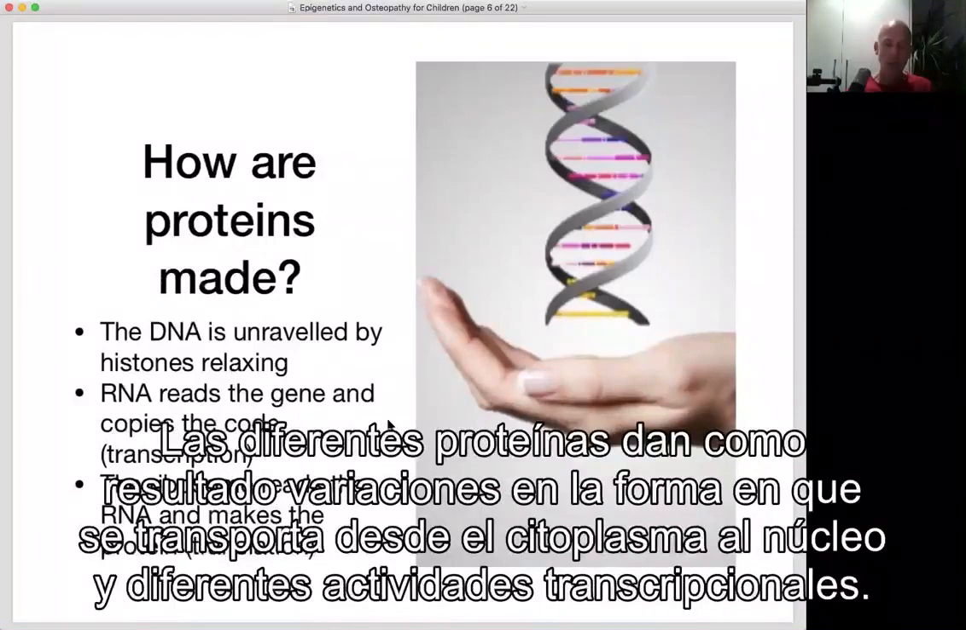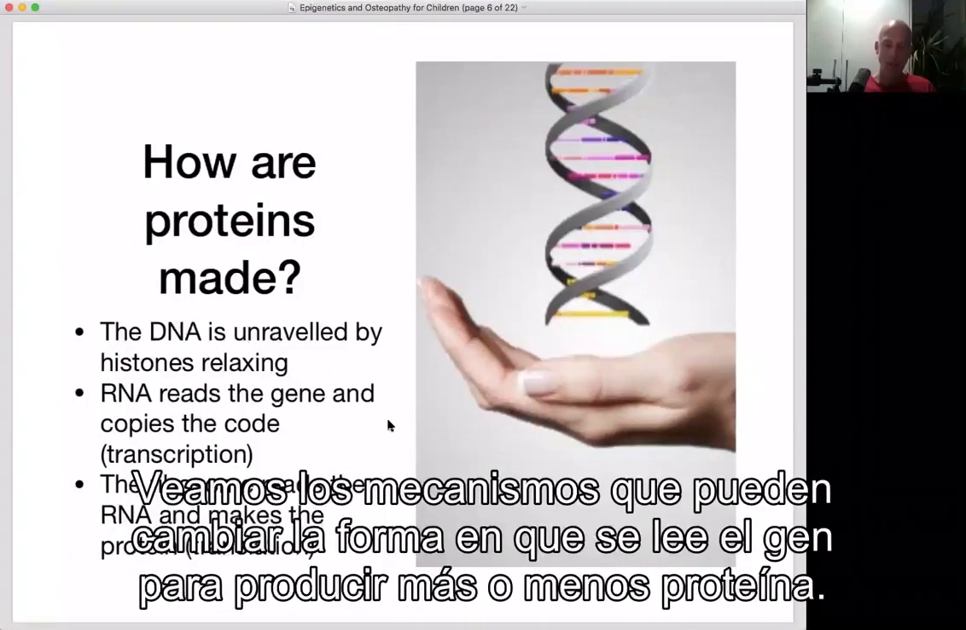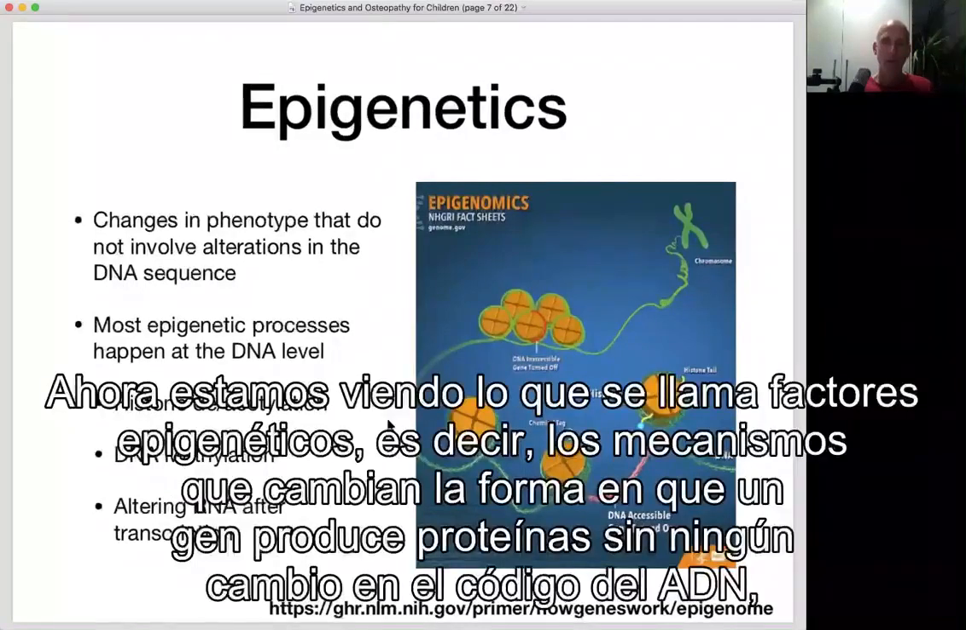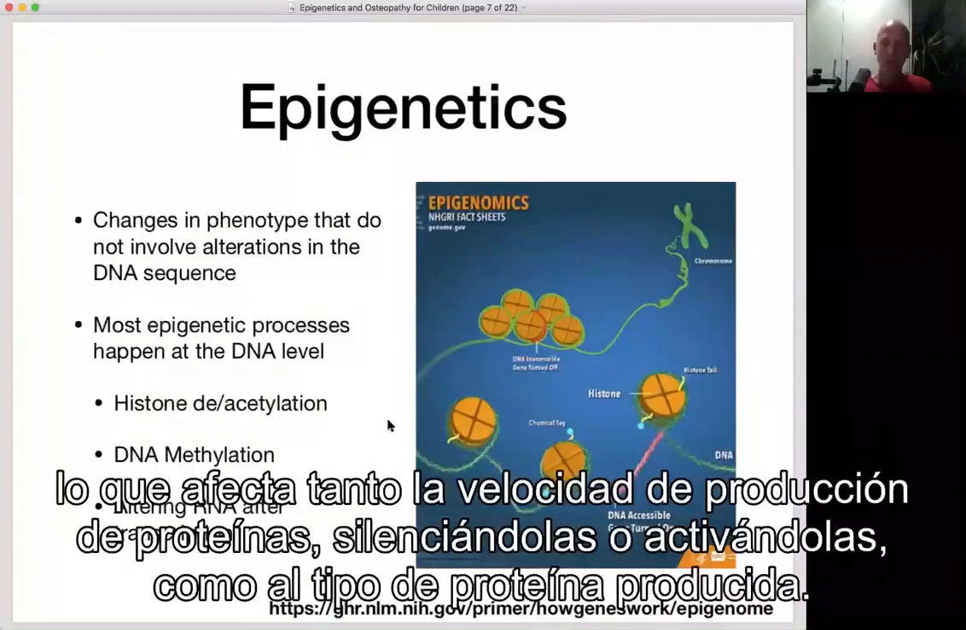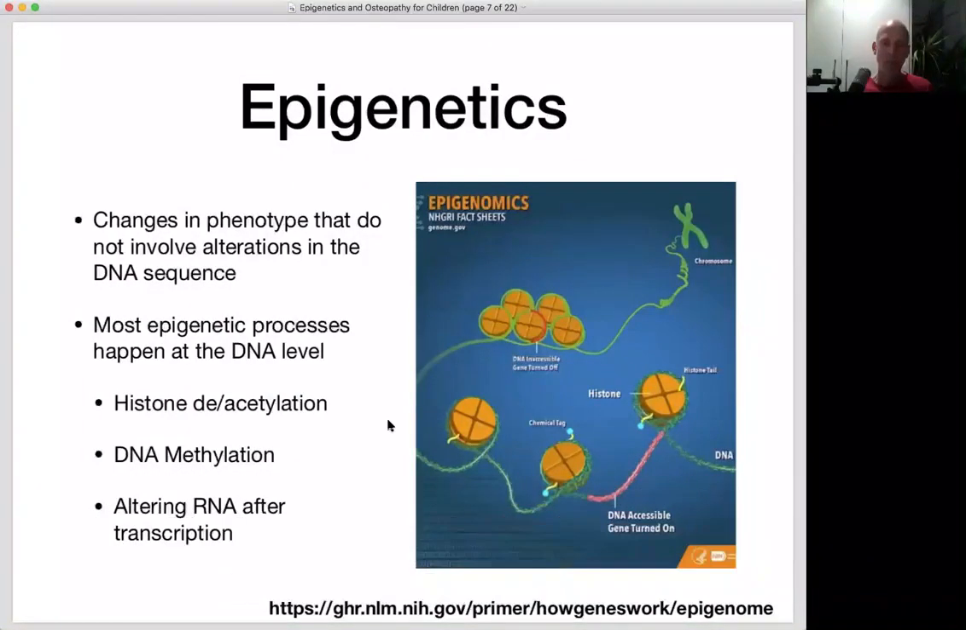The different proteins result in variations in the way it's carried from the cytoplasm to the nucleus, and different transcriptional activities. Let's look at mechanisms that can change the way the gene is read to produce more or less of the protein. Now we're looking at what's called epigenetic factors, that is, mechanisms that change the way a gene produces proteins without any changes in the DNA code, affecting both the speed of protein production, silencing or activating it, and the type of protein produced. This happens mostly before RNA transcription.